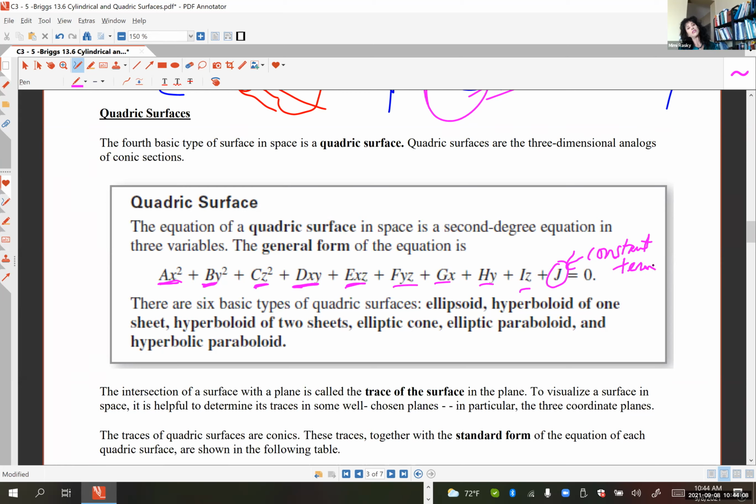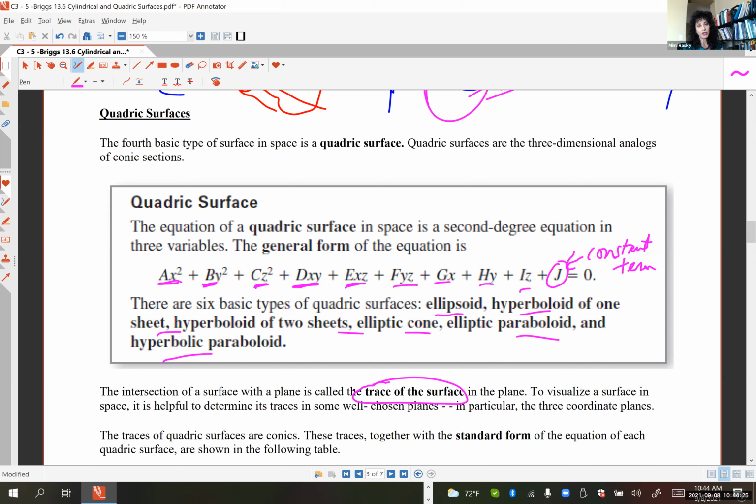And there's 6 basic types of quadrics that I'd like you to know for this entire course. And they're listed all here. I'm not asking you to memorize them because I certainly don't have them memorized. But we're going to just look at a few, and then we're going to talk about the trace of a surface.